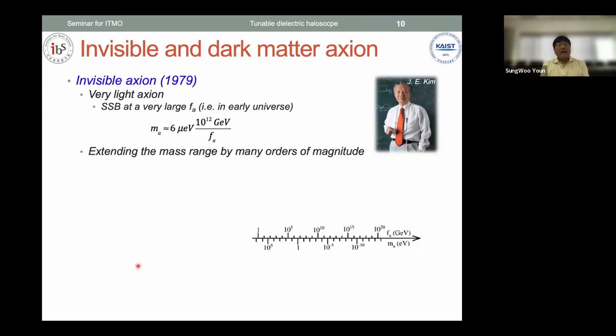In the following year, 1979, Jihn Kim had an interesting idea: the spontaneous symmetry breaking can take place at a very large energy scale f_A. In other words, this SSB can occur in the very early universe, such that the axion has a very light mass, and we can move down to mass ranges of micro-electron volts. He extended the mass range down by many orders of magnitude.